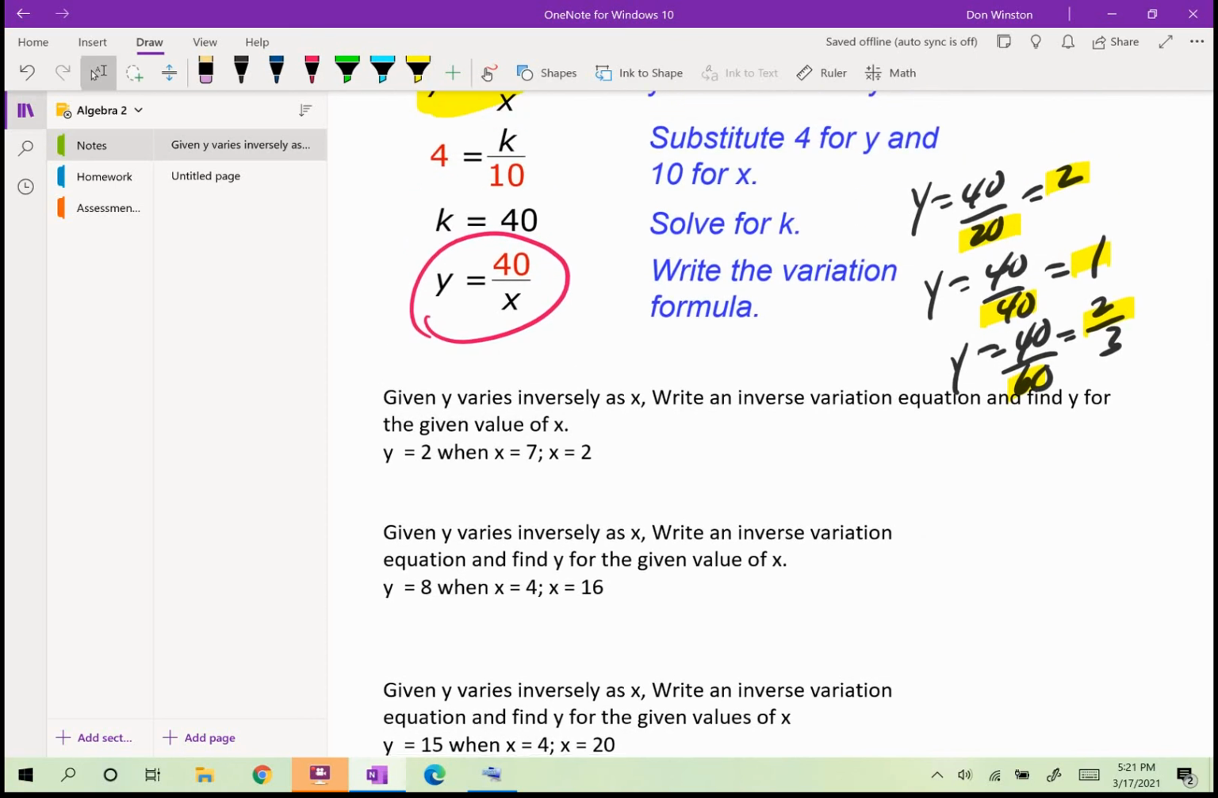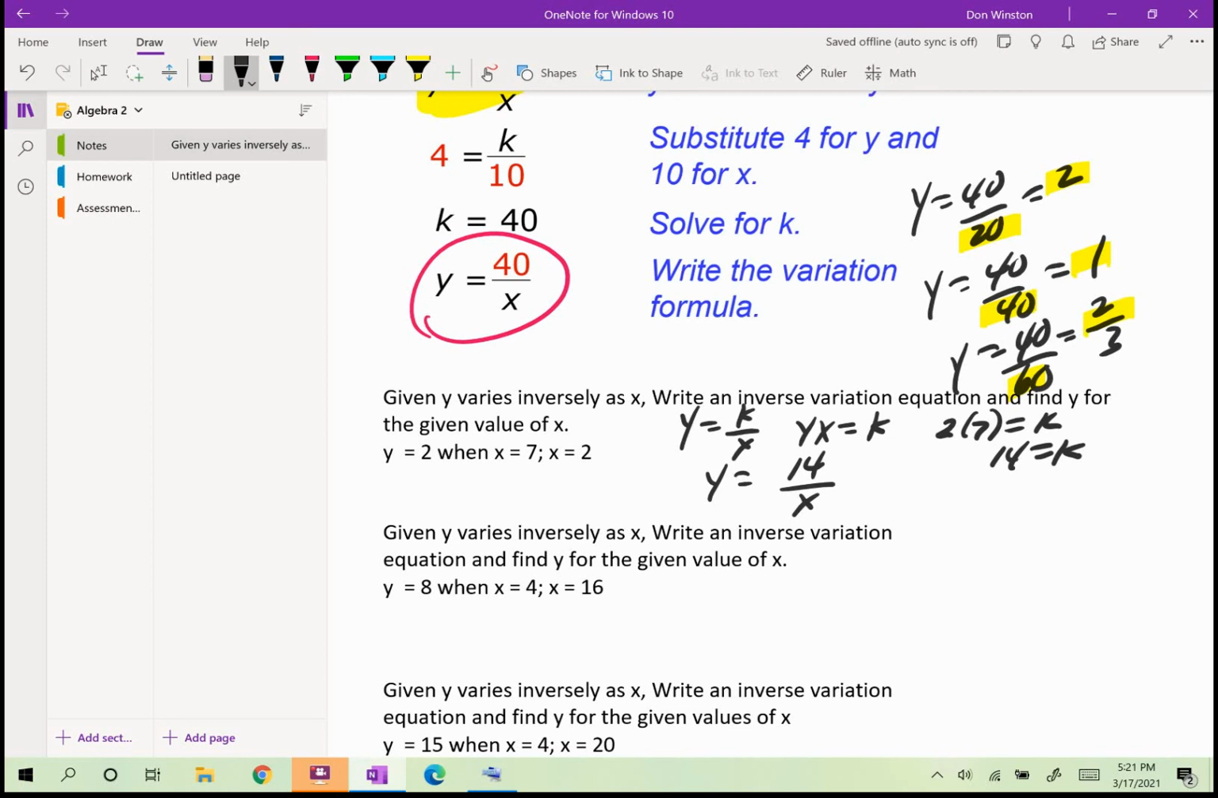Given y varies inversely as x, so again y is equal to k over x, or y times x equals k. Write an inverse variation equation and find y for the given value of x. So when y is equal to 2 and x is equal to 7, that's going to be my k, so 14 equals k. And so now my inverse variation equation is going to be y equals 14, that's k, over x.